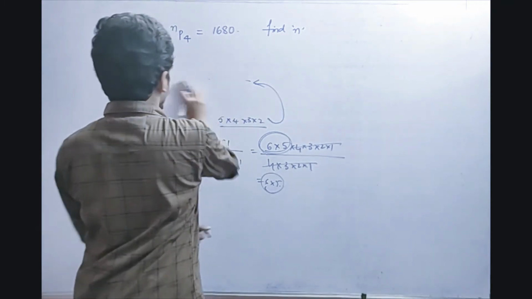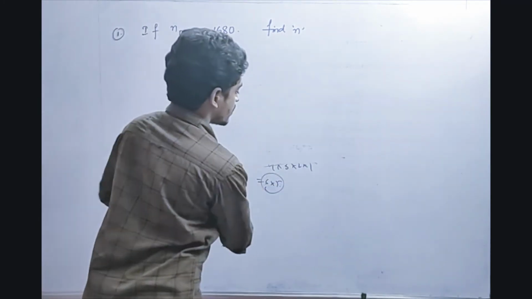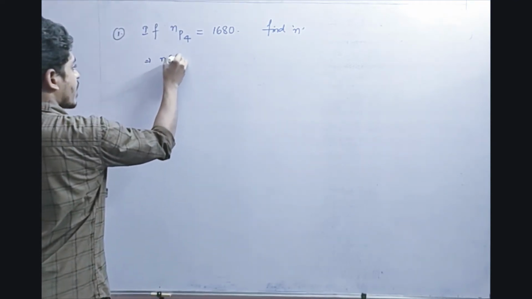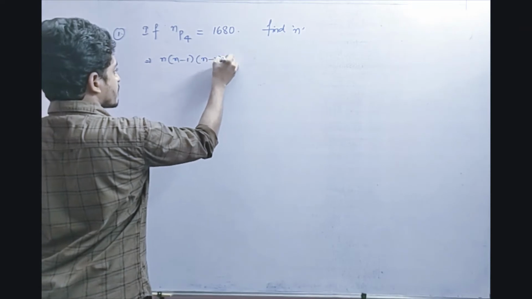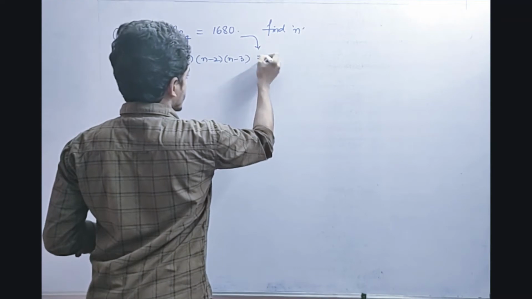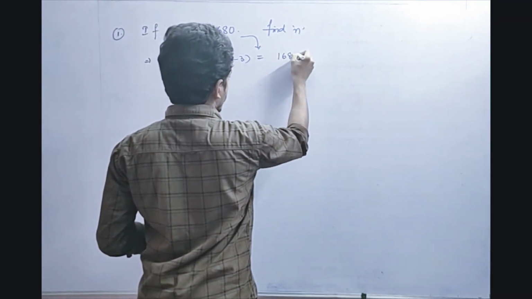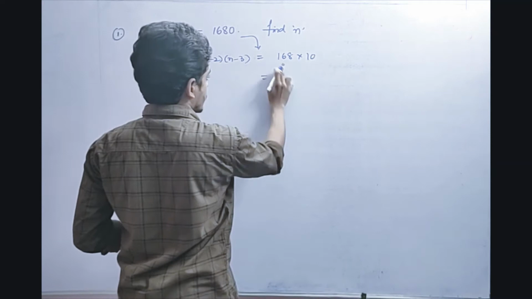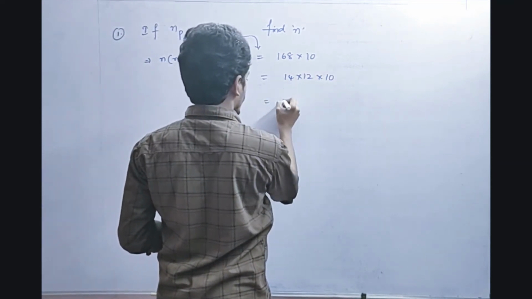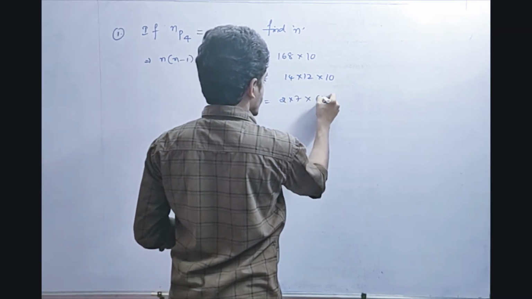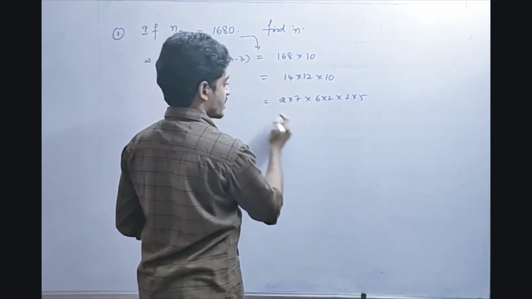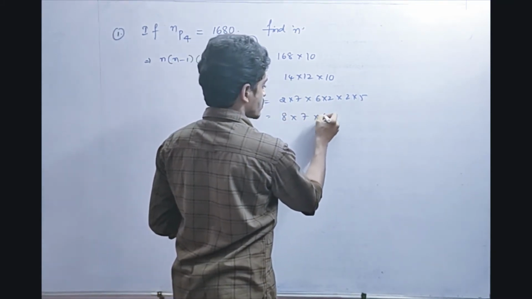So in the same way, nP4 means starting with n, multiply the first 4 digits: n into n minus 1 into n minus 2 into n minus 3. That's all. There are 4 digits, right? So how can I write 1680? 168 into 10. Can I write like this? Next, how can I write 168? 12 4s are 168, right? Next, how can I write 14? 2 7s are 14, right? And 6 2s are 12, equal to 2 into 5. Now 2 into 2 into 2, 2 2s are 4, 2 4s are 8. So 8 into 7 into 6 into 5.